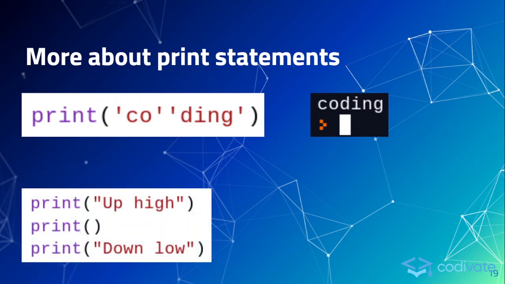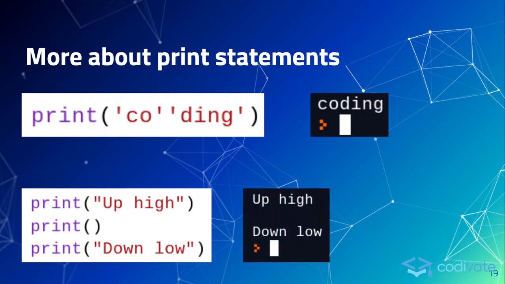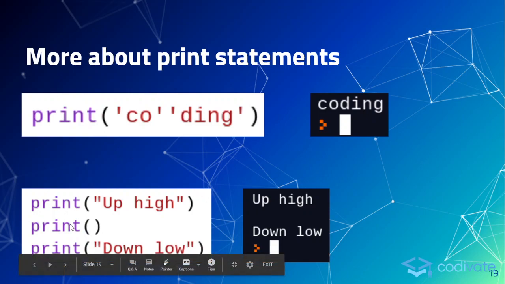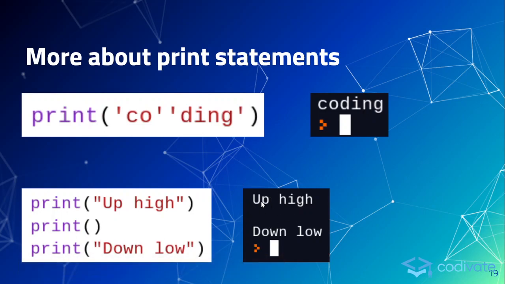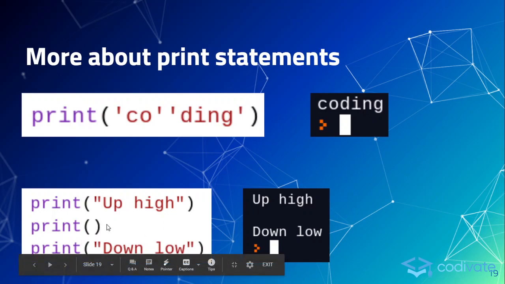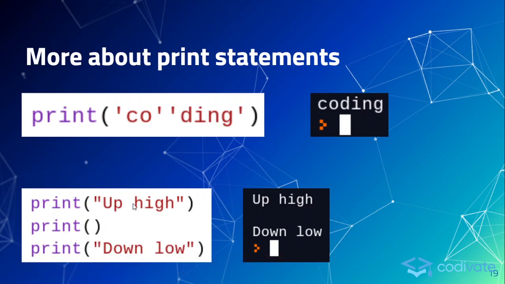Also, if we have a blank print statement, that will just print a blank line. So here, if I have "up high," that's what the first line prints, and I have a blank print statement, I'll just get this blank line here, and then we'll have "down low." Once again, if I wanted this output, I could do it easier using the backslash n escape character, but this is a thing to know: we can create a space in the middle if we use a blank print statement as well.